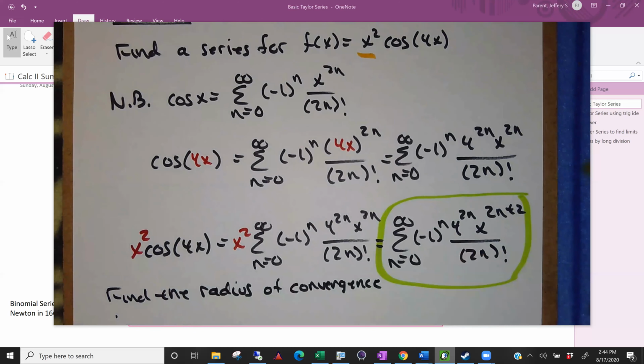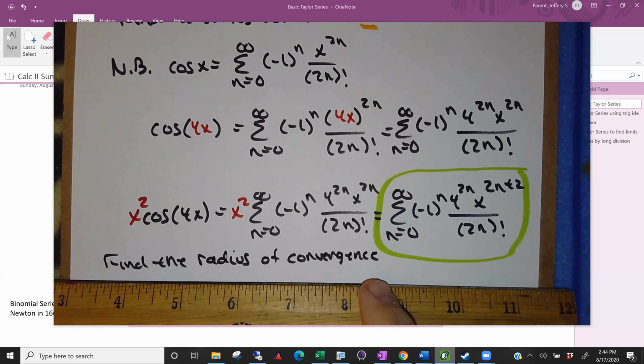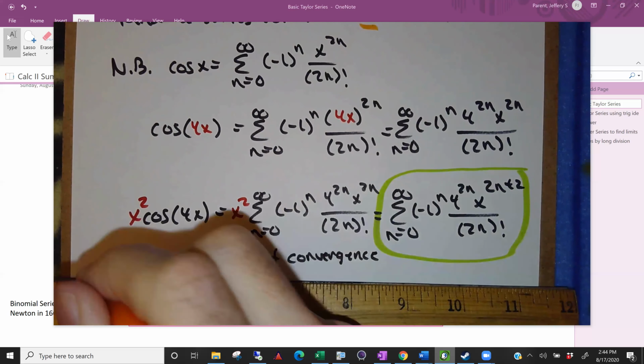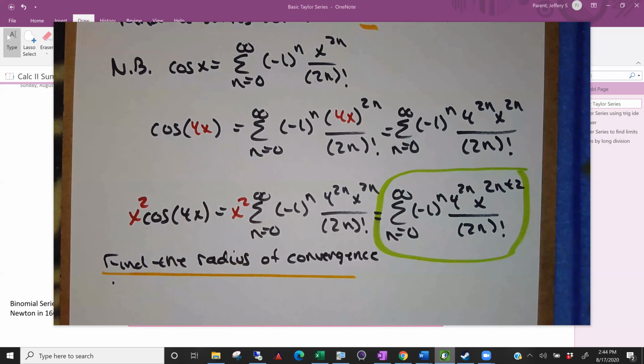So what interval is that good for? Before I work on that, are we okay with what we have so far in example F? So that's my term a sub n.